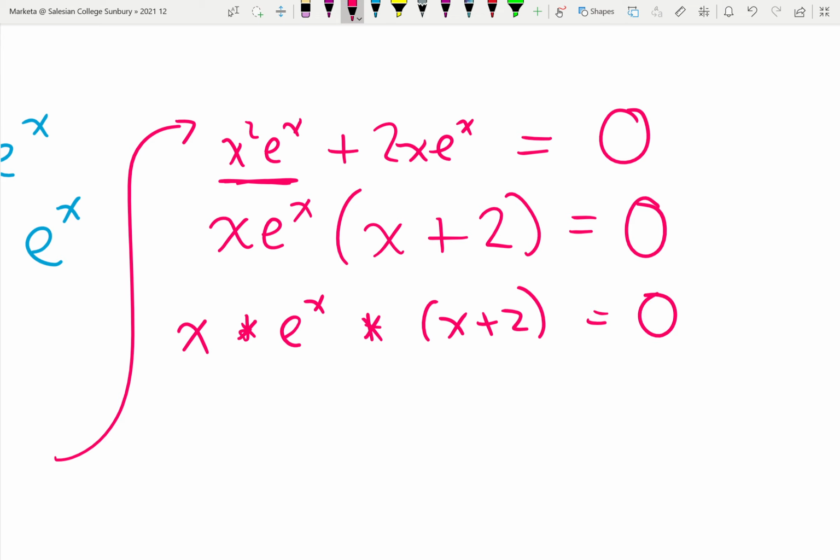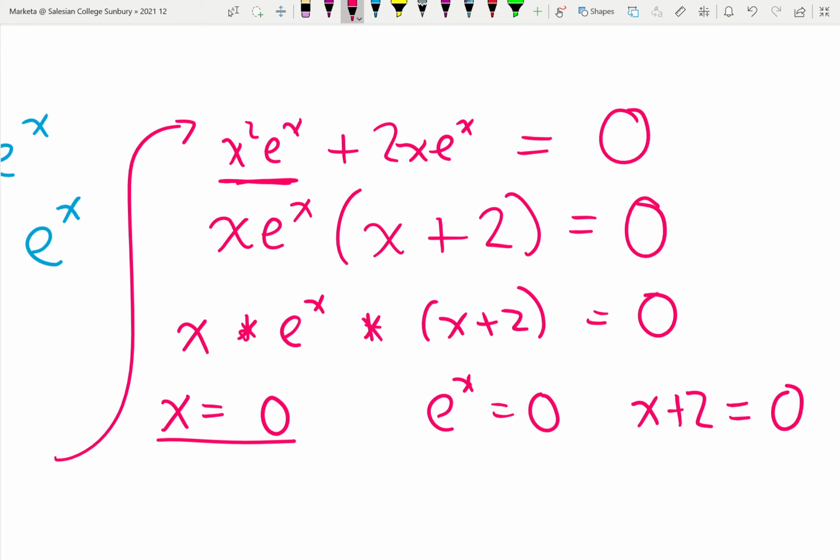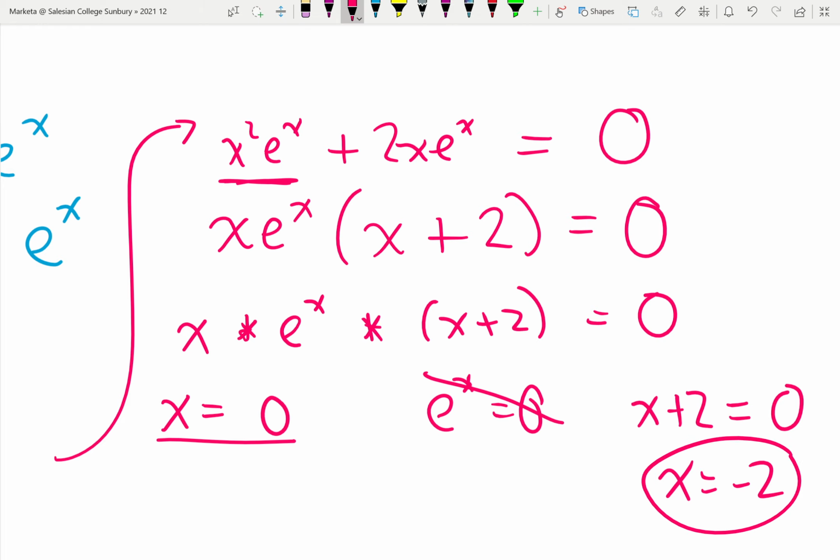If any of those parts equal 0, it means the whole thing equals 0, null factor law. So x can equal 0, e^x can equal 0, and x plus 2 can equal 0. Now, of course, this one you can't do, because e to the power of something will never equal 0. If you want to look at it another way, if we undo it, x would equal log_e 0, and that's outside the domain for a log. So we reject that one. And then we have x equals negative 2. So these are our two x values.